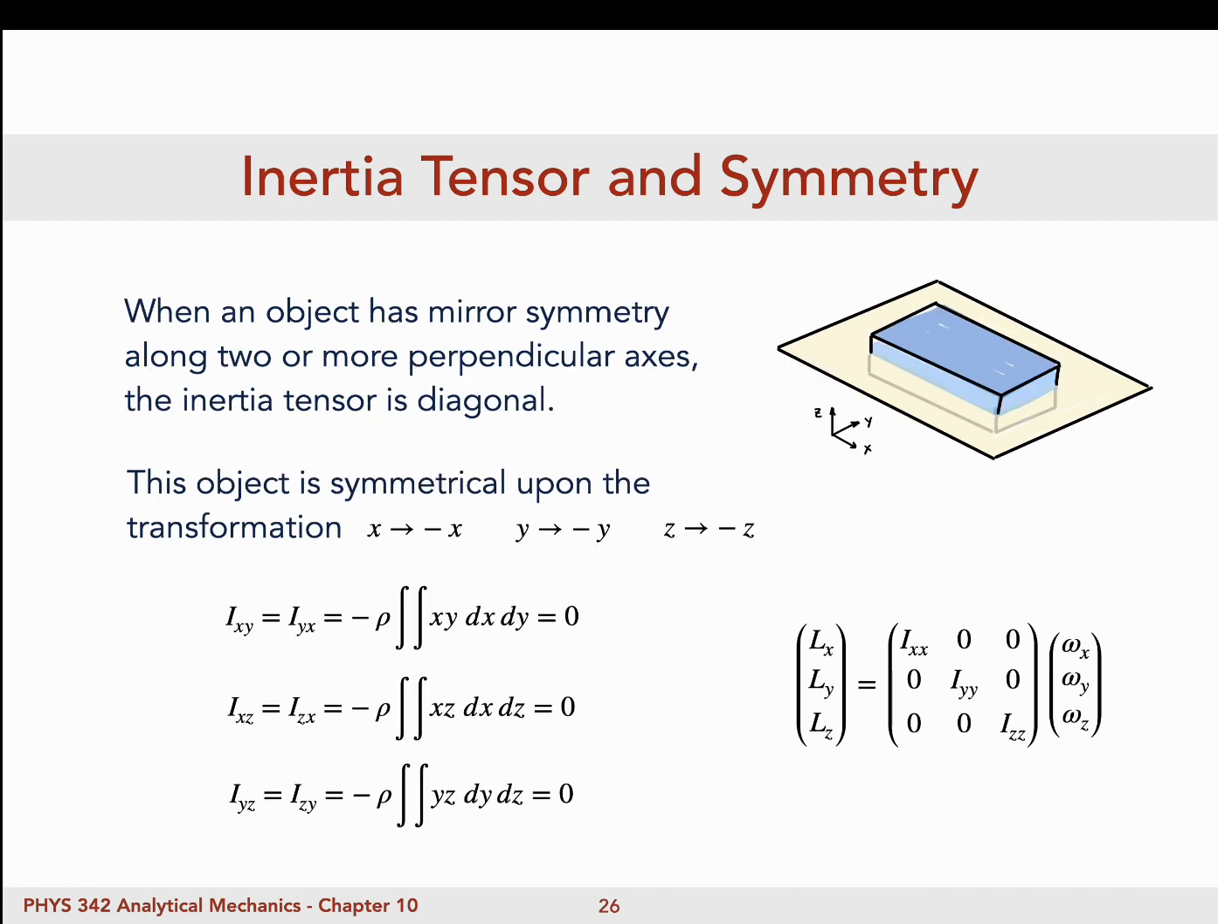And it turns out that if you have an object that has symmetries along 2 or more perpendicular axes, so that if you replace x with negative x, or y with negative y, or z with negative z, if you have 2 axes where that is true, then all of the off-diagonal elements go to 0, right? And so your rotational inertia tensor would be purely diagonal. And this is like a special case. We're going to come back to examples like this in the next lecture.